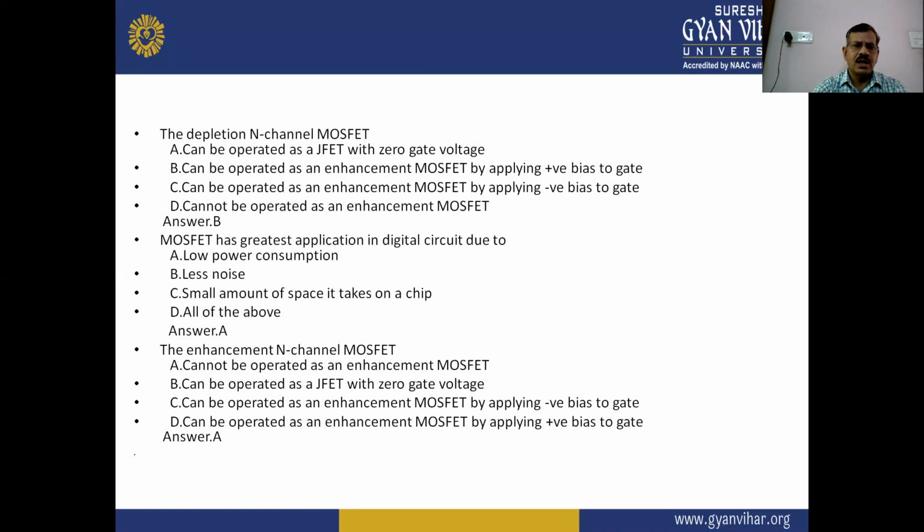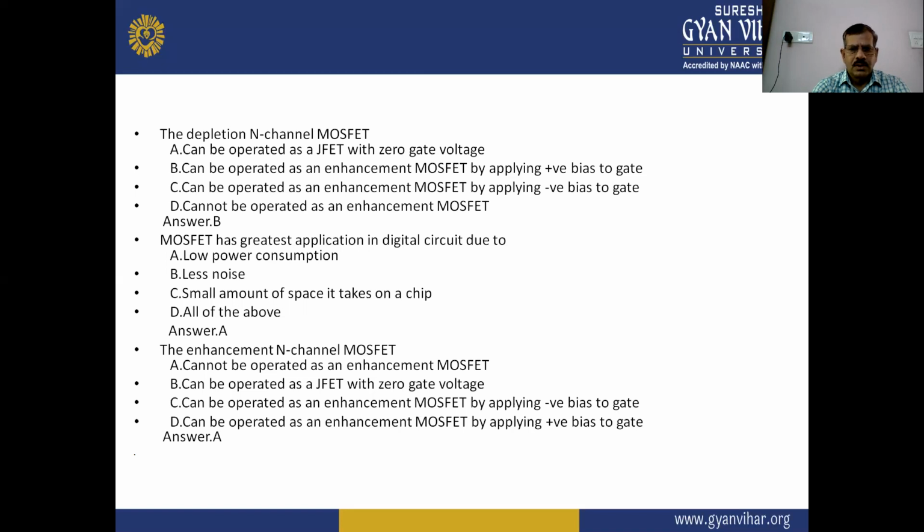So for the N channel MOSFET, the correct option is option B, because the depletion N channel MOSFET can be operated as an enhancement MOSFET by applying positive bias to the gate terminal, because in this case, in depletion N channel MOSFET, we apply the positive biasing voltage to the gate terminal. So here the correct answer is option B.